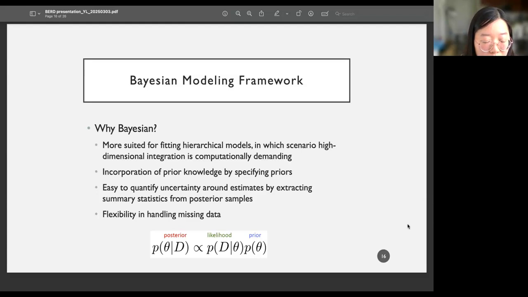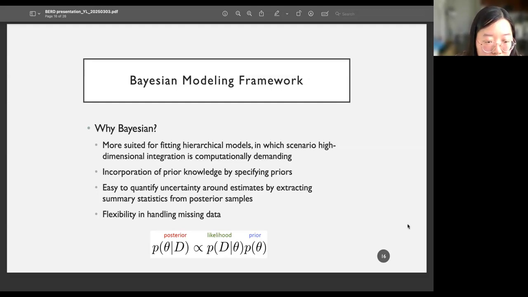And a bonus is that Bayesian can also allow you to incorporate some prior knowledge. For example, if you already know that the variance is in a specific range, or the inertia and the regulation level is in a specific range, you can add these constraints in your model. And finally, the Bayesian approach is very convenient for extracting the uncertainty level around estimates. It doesn't involve any inference, but just extracting summary statistics from the posterior samples.